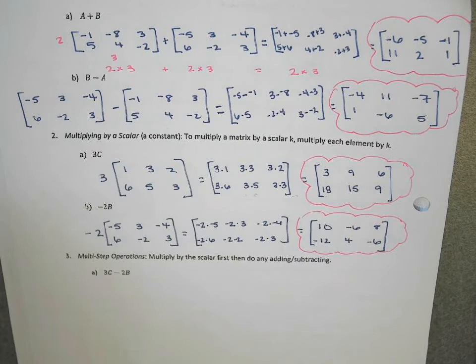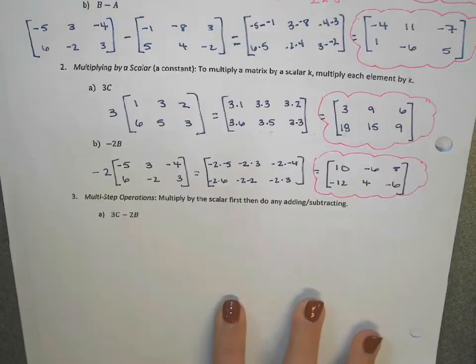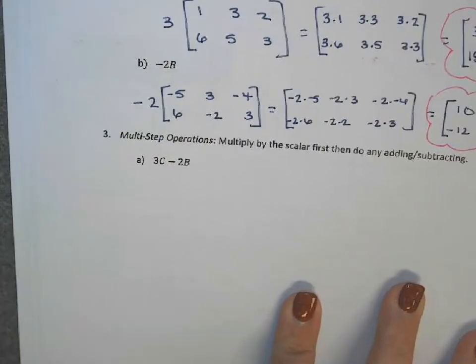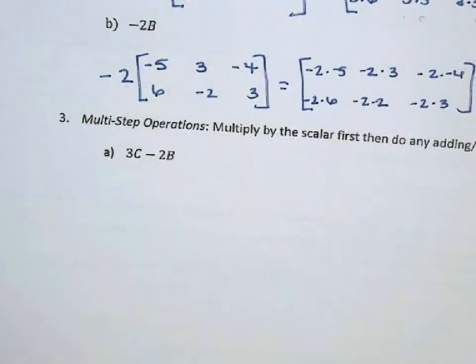Okay, so the next one, I lied to you. I said number 1, the adding and subtracting, is the hardest that it gets. But number 3 actually puts number 1 and 2 together. Okay? So it gets maybe just a little bit trickier.